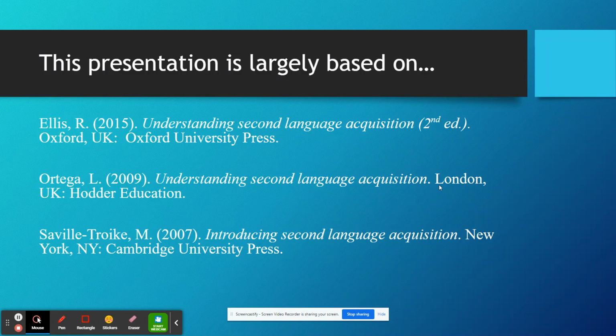This lesson is largely based on Rod Ellis's text, Understanding Second Language Acquisition, or Ortega's text, Understanding Second Language Acquisition, Saville-Troike's text, Introducing Second Language Acquisition.